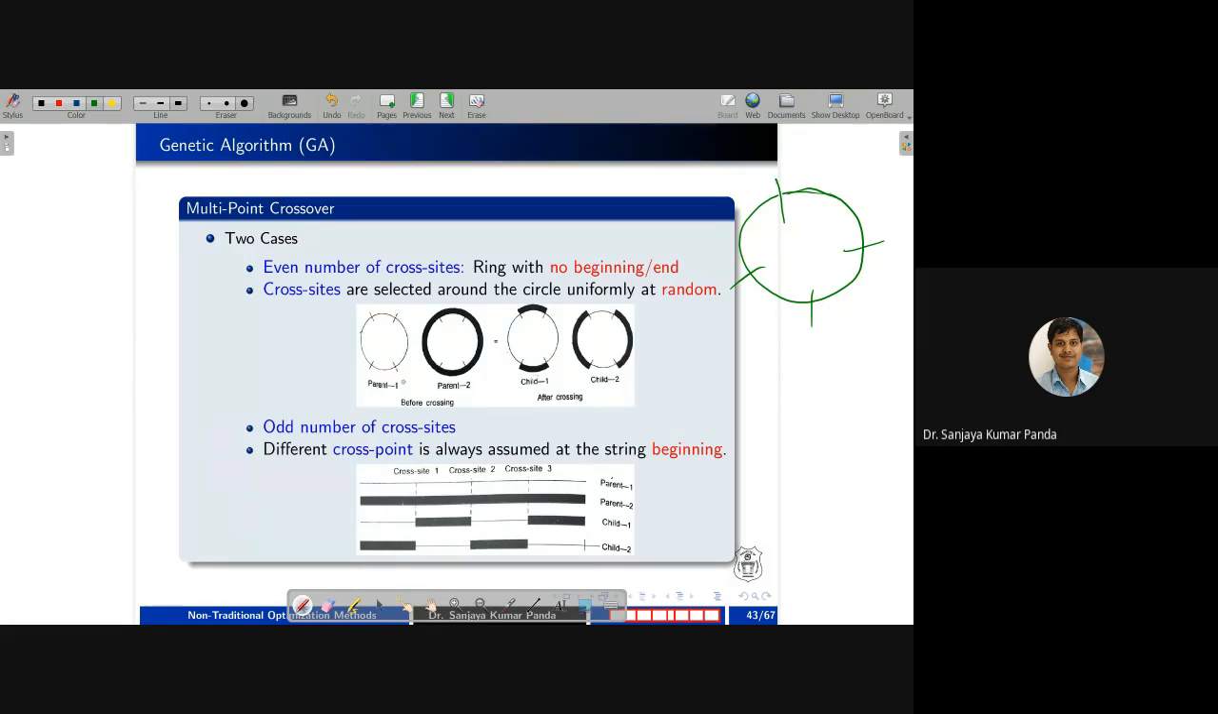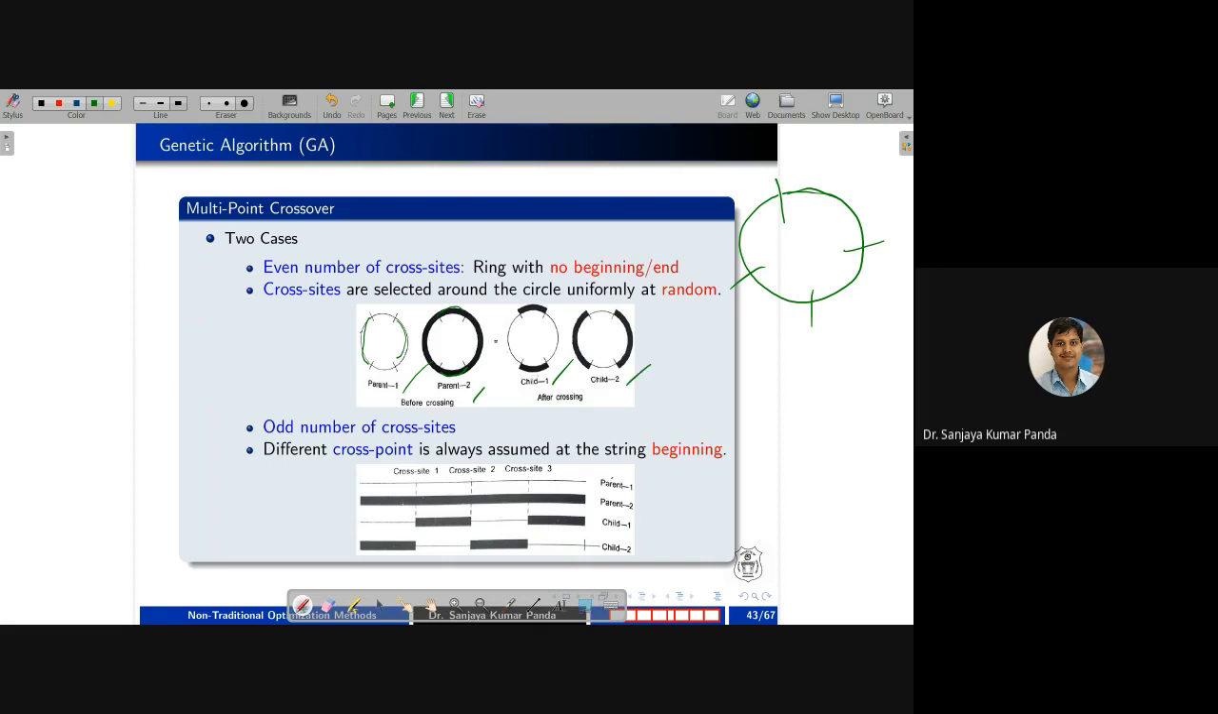So this is your parent 1, parent 2. I'm taking the first part from parent 2, second part from parent 1, third part from parent 2, and fourth part from parent 1. So you will see, you will get a child 1. If you take the opposite one, you will get the child 2.